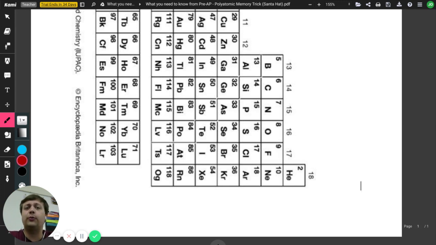Well, this is going to be a little memory trick for you, a little way to help you remember your polyatomic ions. I call this trick the Santa hat trick. The reason I call it that is because we're actually going to draw a little Santa hat on our periodic table, and it's going to help us remember some of those polyatomic ions.